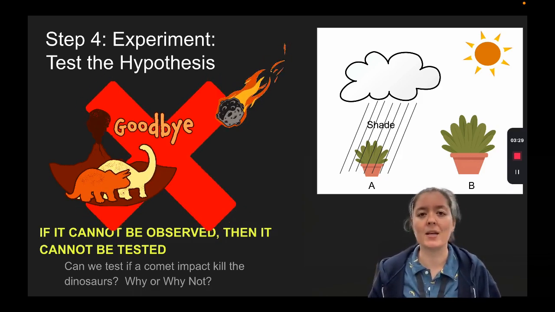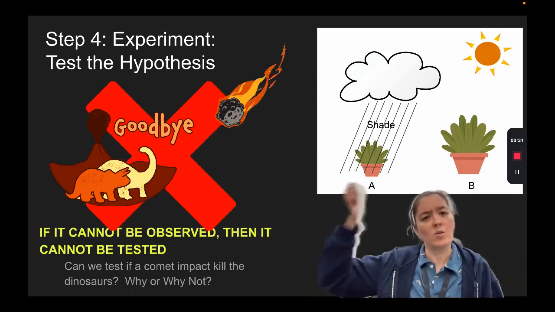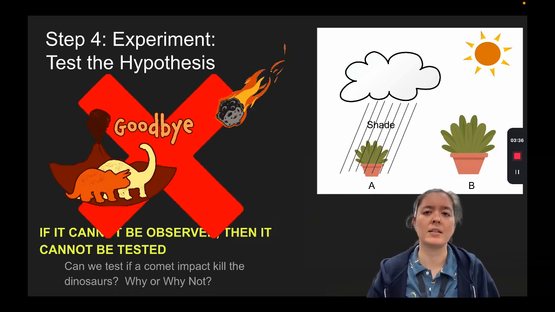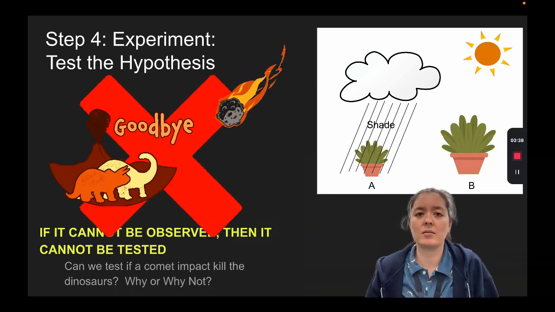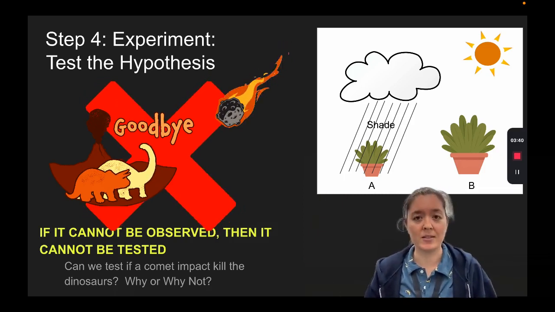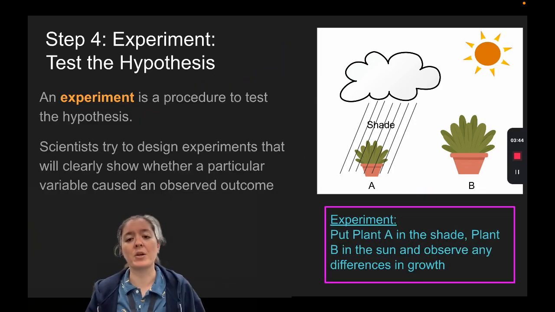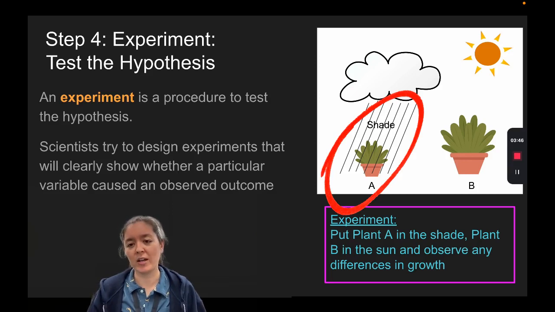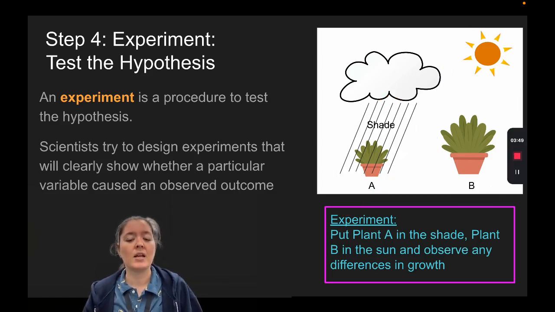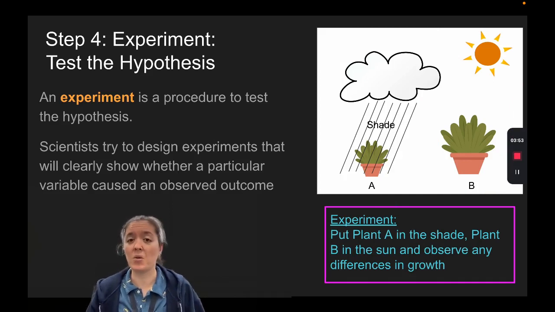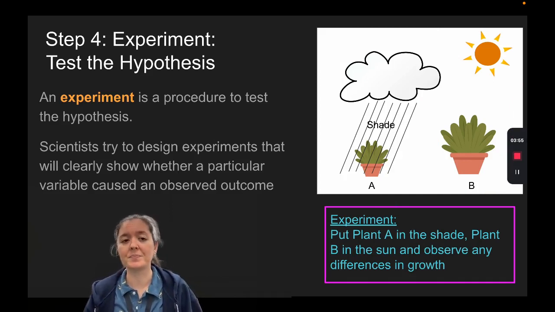We can't test to see if it's a comet. We can't lasso a comet and pull it into the earth and cause this giant impact and kill things on earth. We can't do that. So that is not a good hypothesis because we can't test it. In our experiment, I would put plant A in the shade and plant B in the sun in order to observe any differences in growth. So is the sun going to have an effect on our plant?